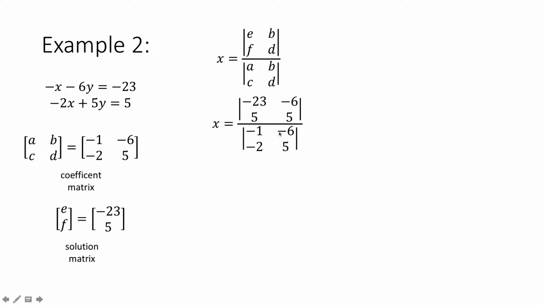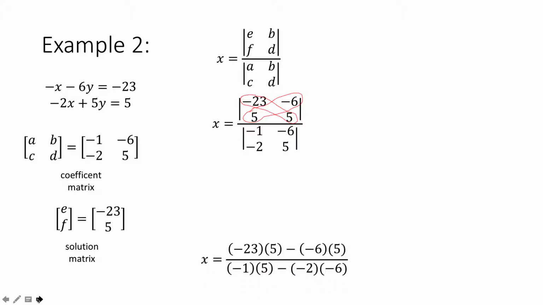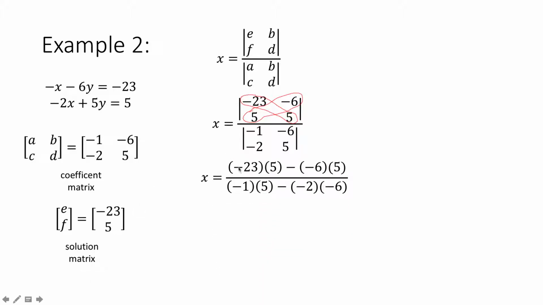So that will be negative 1, negative 6, negative 2, positive 5. All right, then we find the determinant. So again, to find the determinant of a 2 by 2 matrix, you cross multiply and then you take the difference between those two numbers. So that would be negative 23 times 5 minus negative 6 times 5.